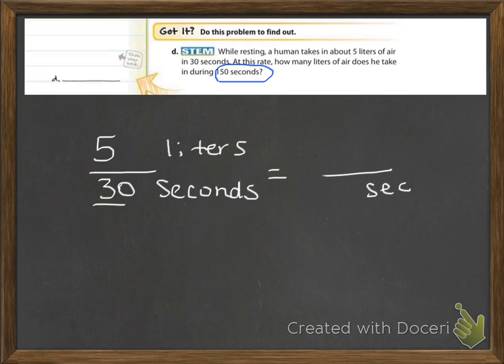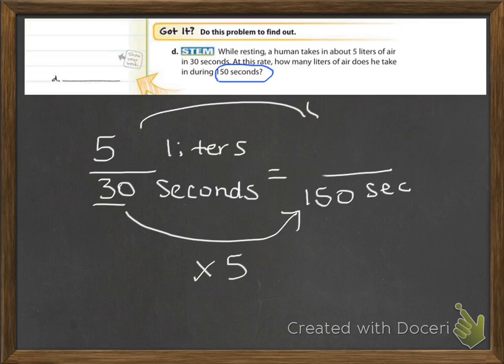We can get from 30 to 150 pretty easily, right? So this is one where we don't have to find a unit rate first. So now let's go 30 to 150. How do I get there? Well, I multiply by 5. So then on top, guess what? I multiply by 5. 5 times 5 is 25. So that means the average human is going to take in 25 liters in 150 seconds.